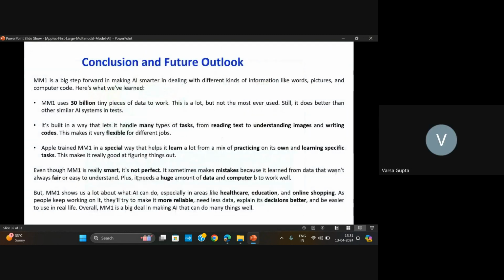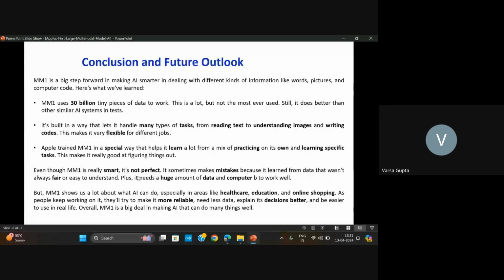Varsha, yeah. We are almost at the end. So now we see the conclusion and the future outlook. We see that MM1 is a big step forward in making AI smarter. It uses 30 billion pieces of data, and it can handle many types of tasks, from reading text to understanding images and writing code, and it makes it very flexible for different jobs.